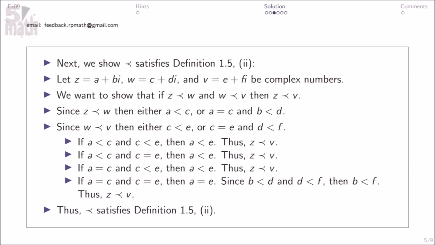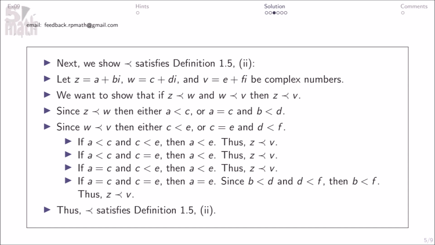Next, we show precedes satisfies definition 1.5.2. Let Z equal A plus BI, W equal C plus DI, and V equal E plus FI be complex numbers. We want to show that if Z precedes W and W precedes V, then Z precedes V. Since Z precedes W, then either A is less than C or A equals C and B less than D. Since W precedes V, then either C is less than E or C equals E and D less than F.